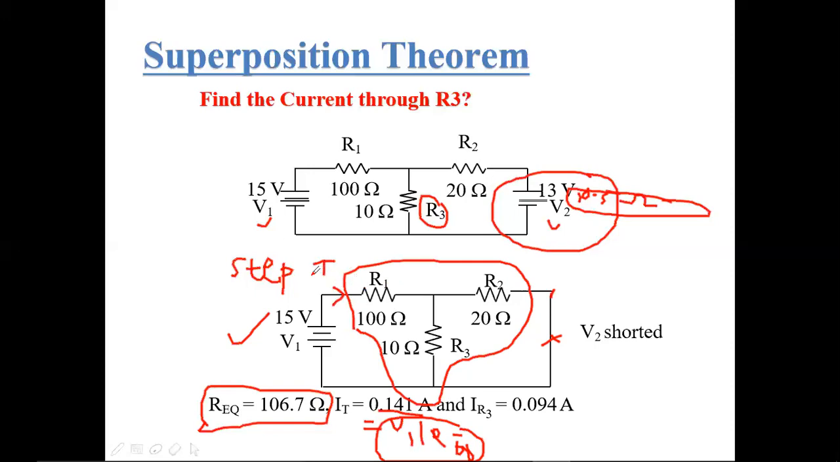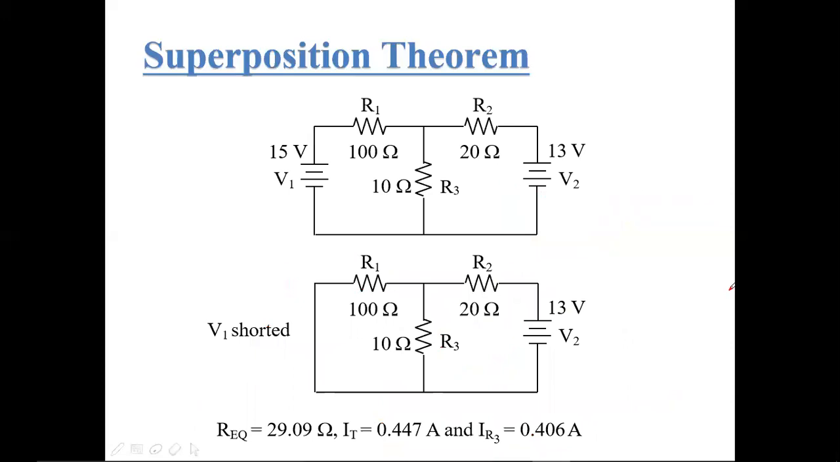But I want to know the current going through this R3 resistor. For finding the current through R3, I should depend on the current division rule: total current multiplied by the opposite resistance, that is R2 divided by R2 plus R3. Then you will get 94 milliamps of current passing through the 10 ohms resistor, means R3. Now this is for case 1. Now I am going to consider case 2 for this same problem.